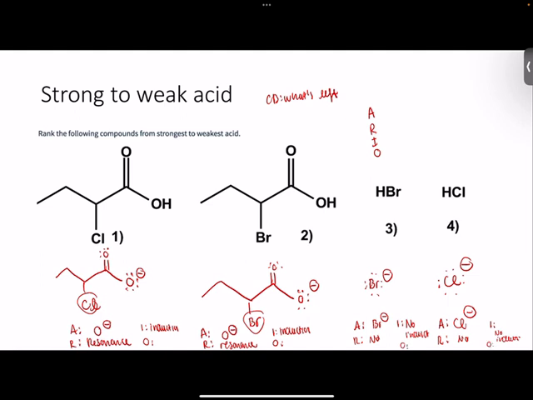And then let's see, when we do orbitals, this one's just gonna be sp3, this one's just gonna be sp3, this one's just gonna be sp3 as well, this one's just gonna be sp3 as well. So technically orbital's not really gonna affect that. Okay, so now we have all of our factors.